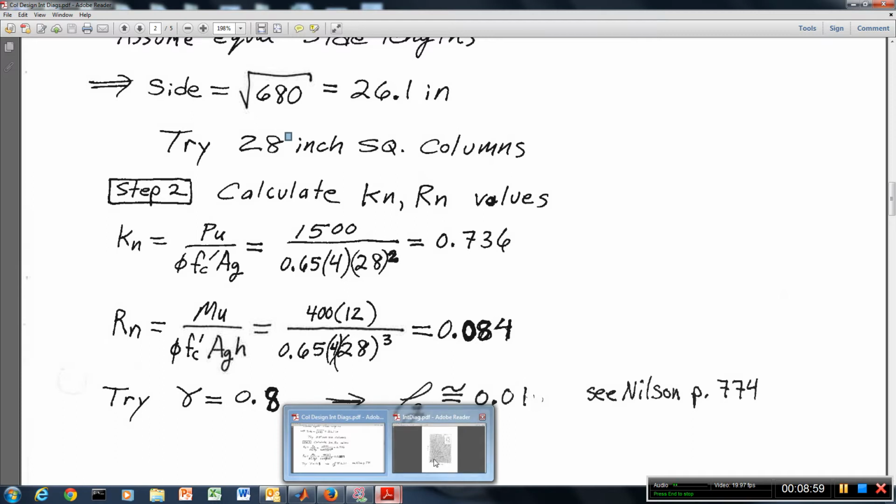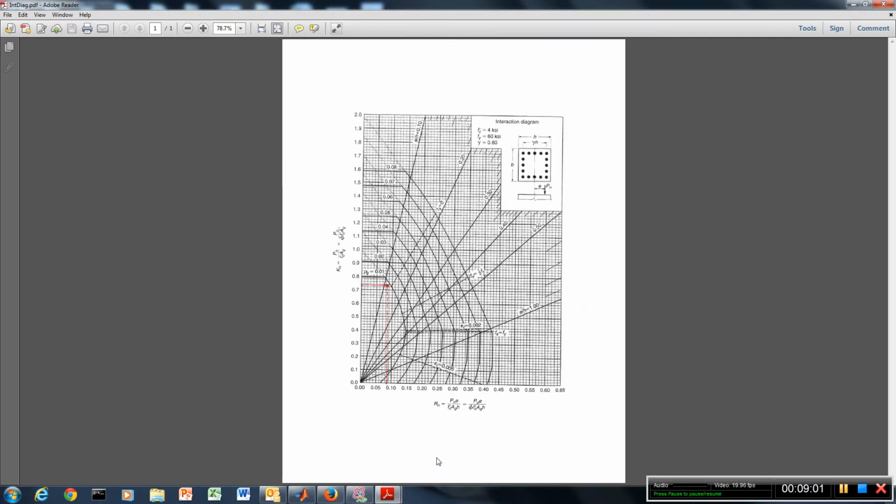Now that we have these two values, 0.736 for K n and 0.084 for R n, we now can go to our interaction diagram chart. And if you take a look at this interaction diagram chart, you will notice that it has an F sub C prime of 4 KSI, and it has an F y of 60 KSI, and both of those things agree with what we had given in the initial problem statement.